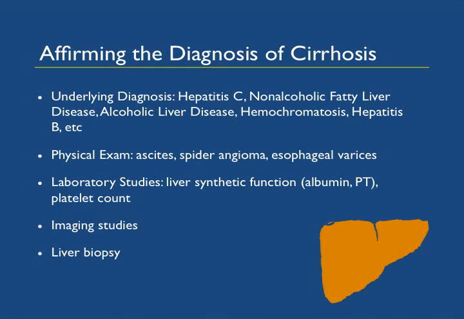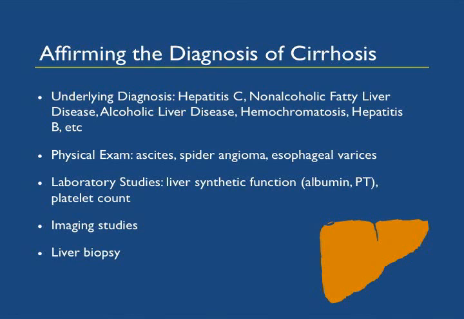In addition to these physical findings, laboratory findings, particularly those that measure liver synthetic functions such as albumin and prothrombin time, are very important to confirm the diagnosis of cirrhosis. The presence of thrombocytopenia is also very suggestive of cirrhosis, particularly in patients with hepatitis C. Imaging studies showing cirrhotic morphology or the presence of varices can often provide significant support for the diagnosis of cirrhosis.